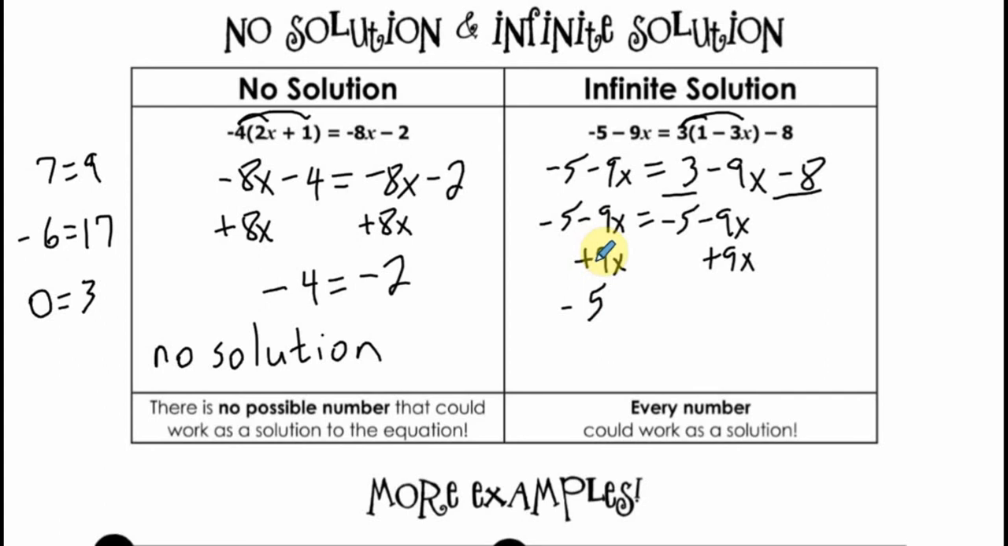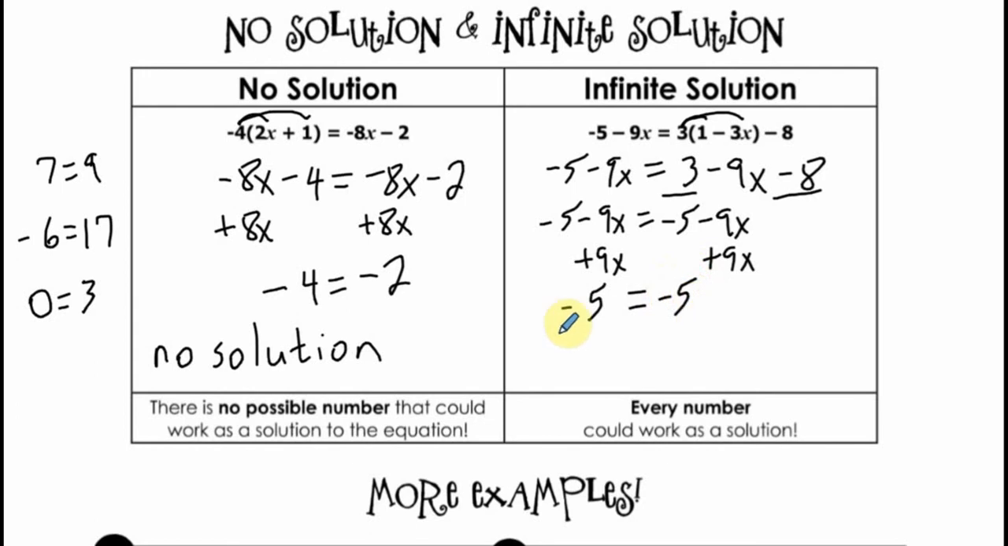Negative 9 plus 9 zeros out. Equals. Notice I just carry my equal sign straight down. My left side comes straight down. My right side comes straight down. All right, the negative 9 plus 9x zeros out. All I'm left with is negative 5, so I bring it down.